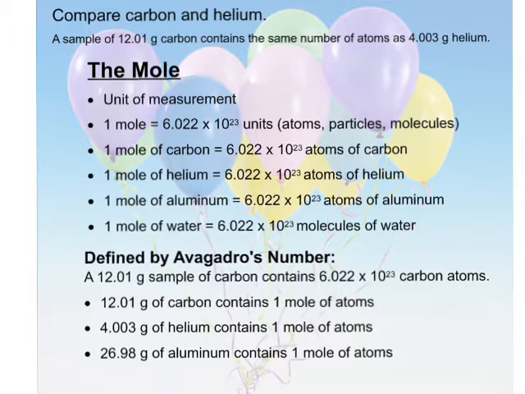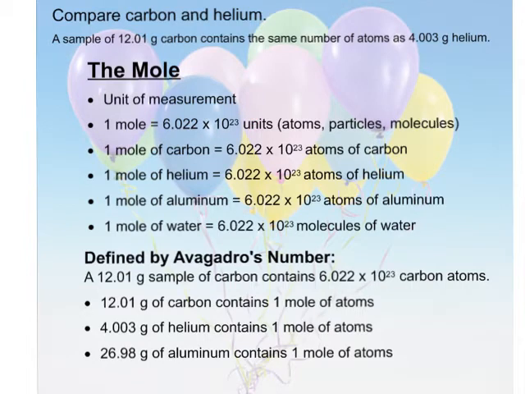This brings us to a very important concept, the mole. You've probably heard that and wondered, why are we talking about little creatures in chemistry? Well, the mole in chemistry is a unit of measurement. It is not an organism. 1 mole is defined as 6.022 times 10 to the 23rd units. It could be referring to atoms, particles, or molecules. That is what 1 mole equals.